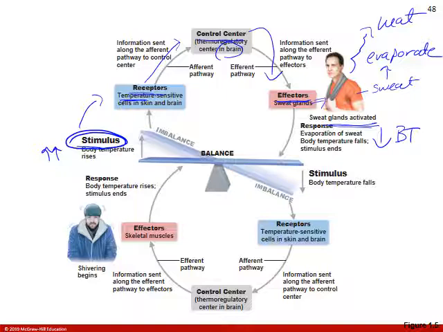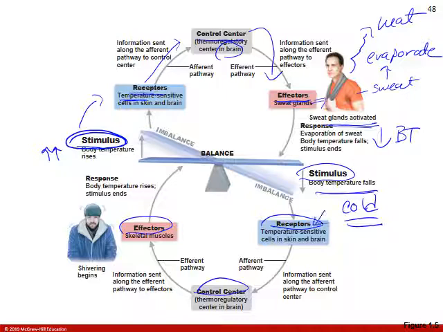So what happens if you're cold? What are the mechanisms? Stimulus, receptor, control center, effector. Do you see in this example how the effector changed? If your body temperature falls and you're cold, do we need to tell your sweat glands to do anything? Nope. You're cold. What are we going to do?